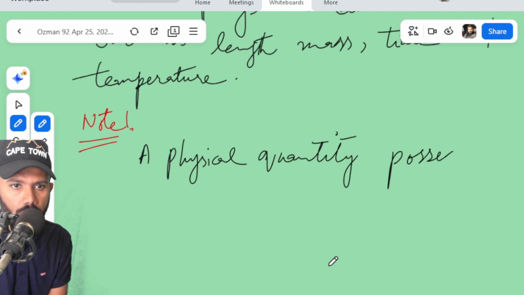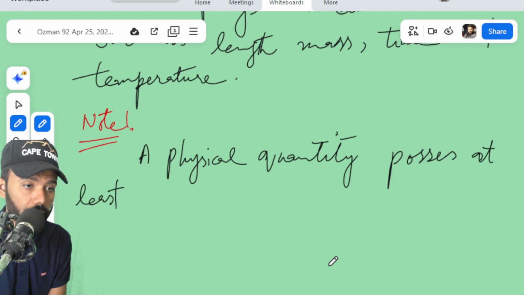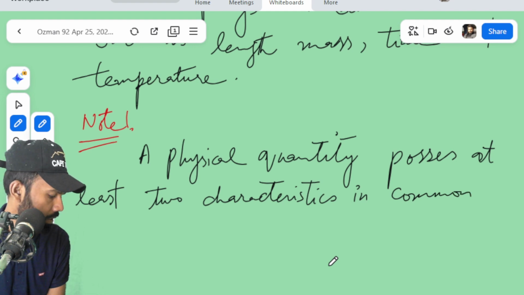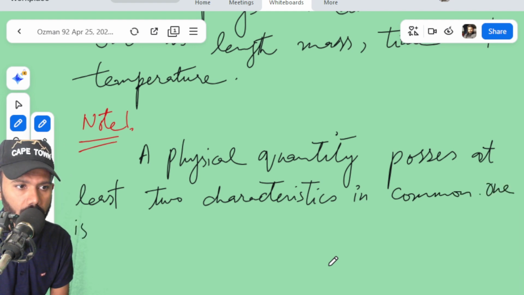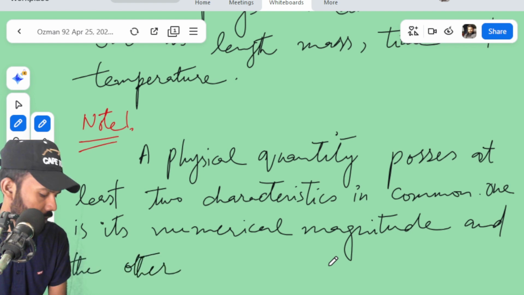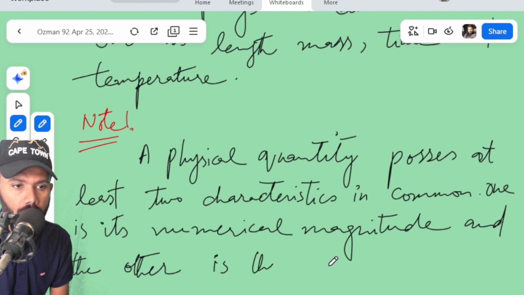A physical quantity possesses at least two characteristics in common. One is its numerical magnitude, and the other is the unit.